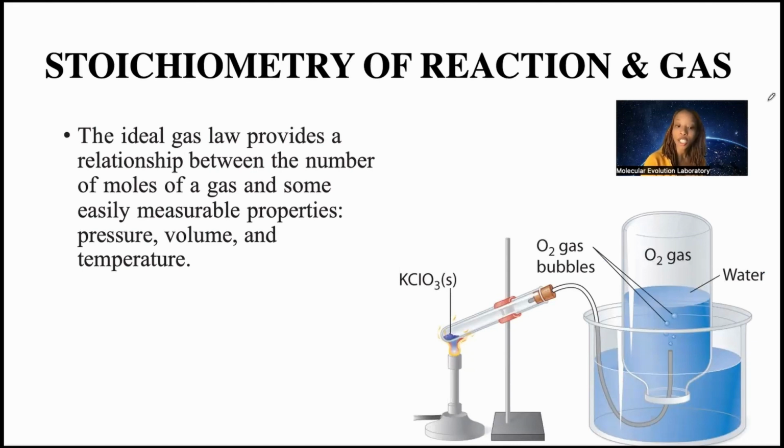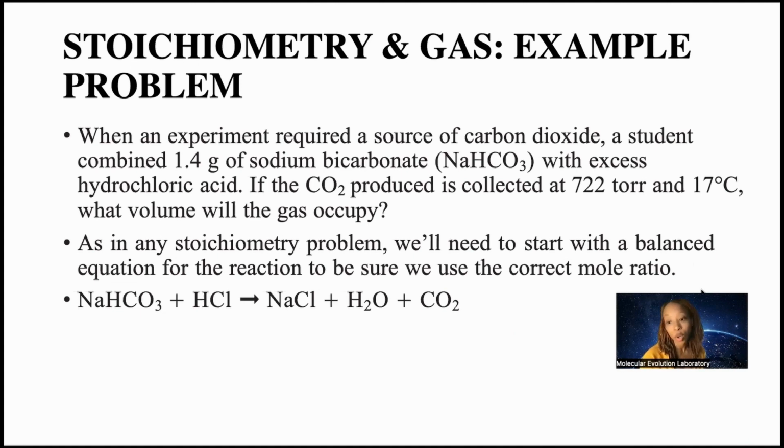The ideal gas law provides a relationship between the number of moles of gases and some easily measurable properties such as pressure, volume, and temperature. We can also be given a stoichiometric reaction where we have two reactants reacting to give us a product, and in this case we'll have to balance the equation. For example, potassium chlorate in the form of a solid, when heated, produces potassium chloride and oxygen gas. Here's an example of a stoichiometry problem.